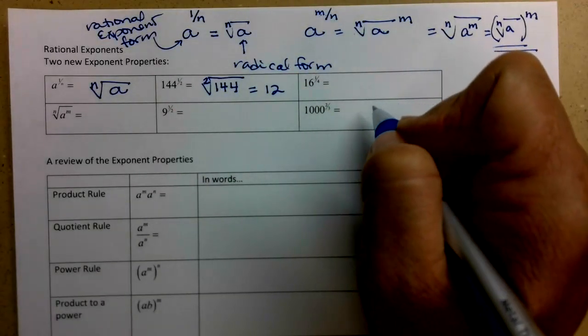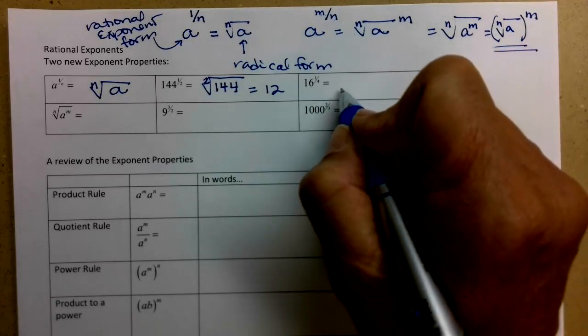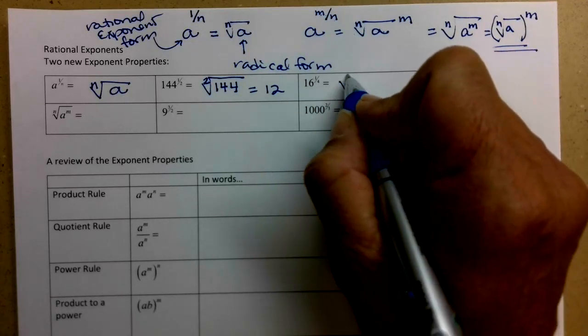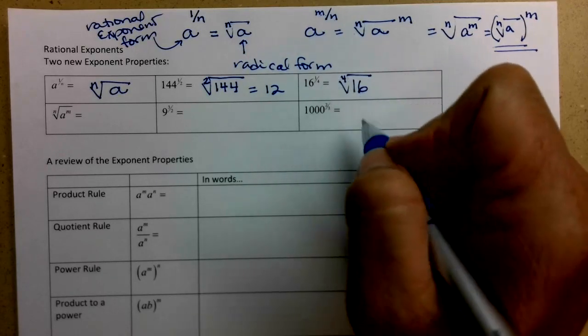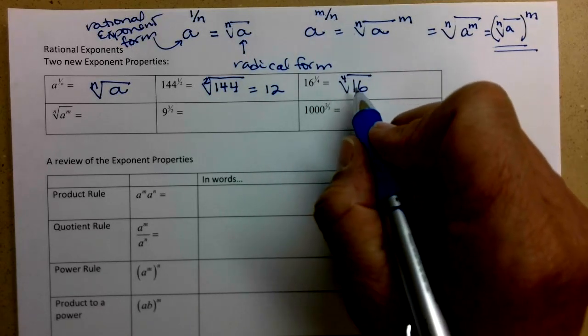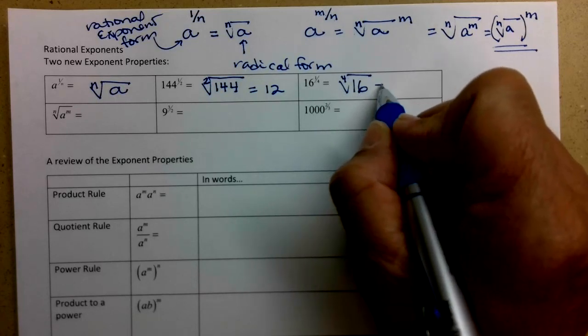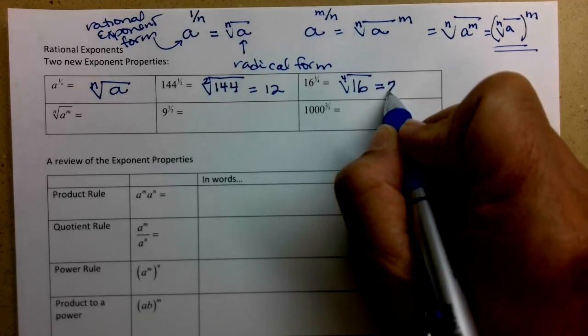Okay, what about the next one? Go ahead and convert it to radical notation. Okay, so we draw a radical. There's our 16. 4 is our index. So I need the 4th root of 16. 2.